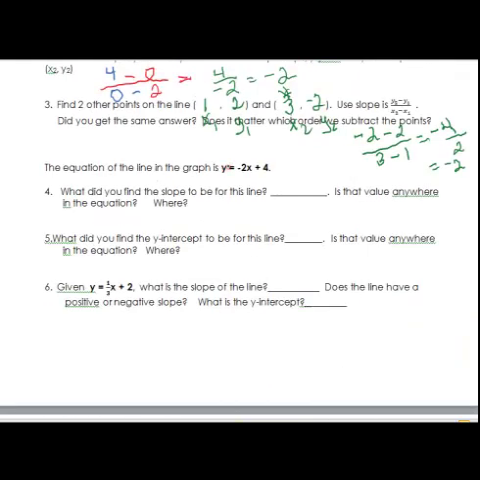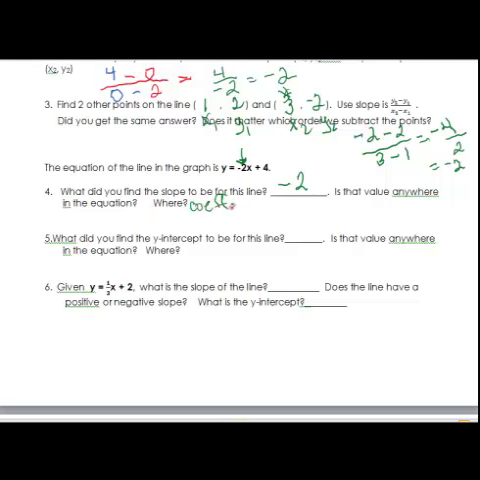What did you find the slope of this line to be? Well, we let that be negative 2. Is that value anywhere in the equation? Yes, it is. It happens to be right here. So it is the coefficient on x.